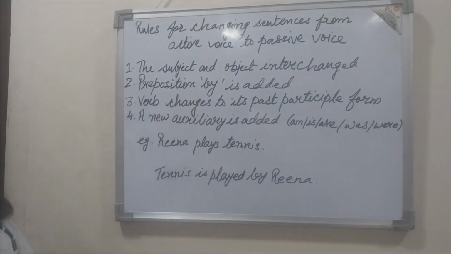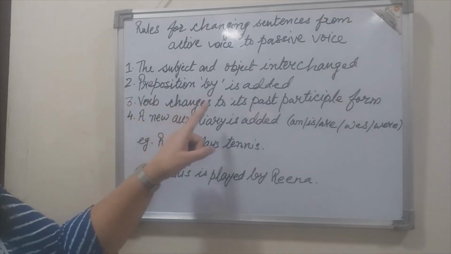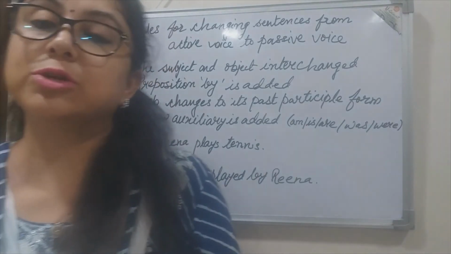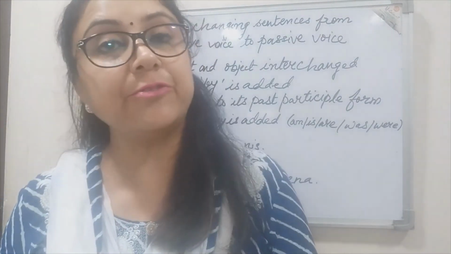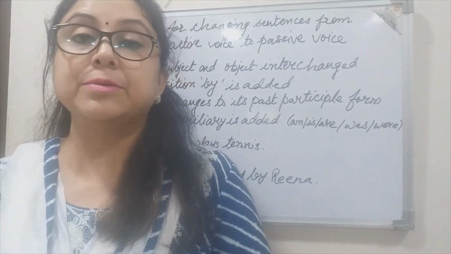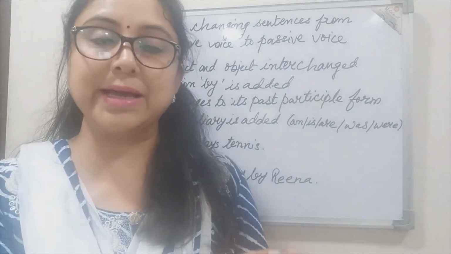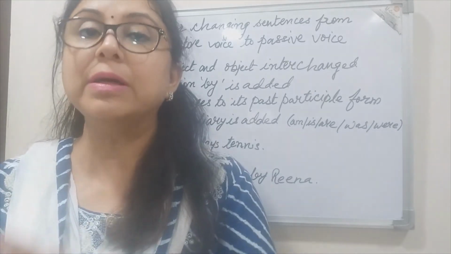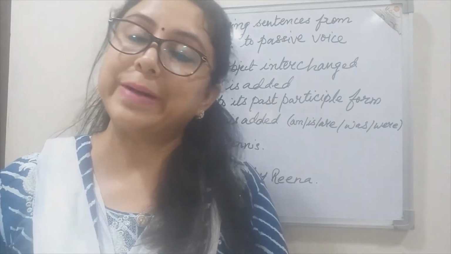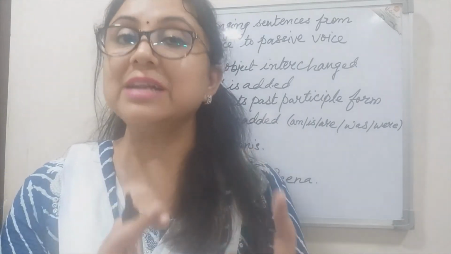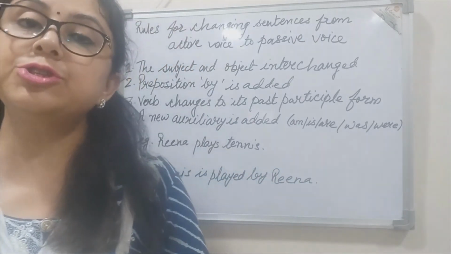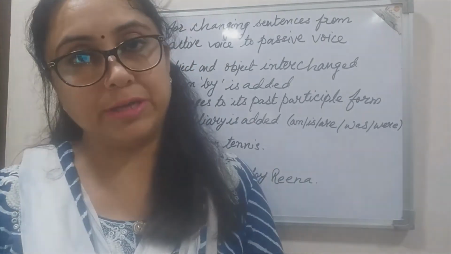Now the third rule says the verb changes to its past participle form. Now what is the past participle form? The third form of the verb, as for example, if we say go, went, gone, right? So go is the present form, went is the past form, and gone is the past participle form. So that third form, the past participle form, is used in the passive voice, right?